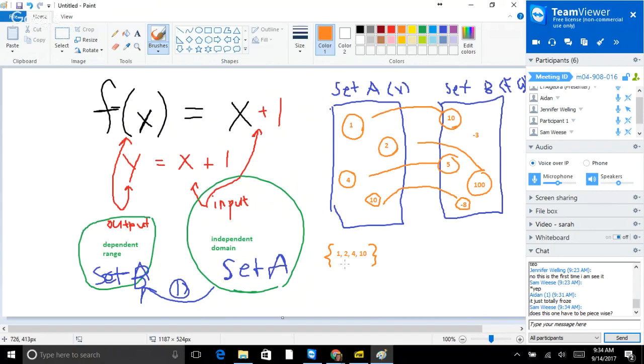The third criteria is that 2 or more elements of A may be matched with the same element of B. Okay, so I'm trying to think of a function off the top of my head that's like this. There's lots of functions that do. So think about the quadratic function, right? You guys probably have studied that last year in Algebra 2. A quadratic, that's supposed to be a parabola. Okay. A quadratic is a function.